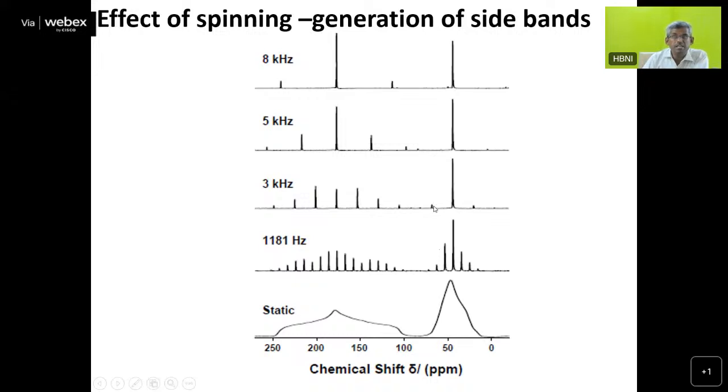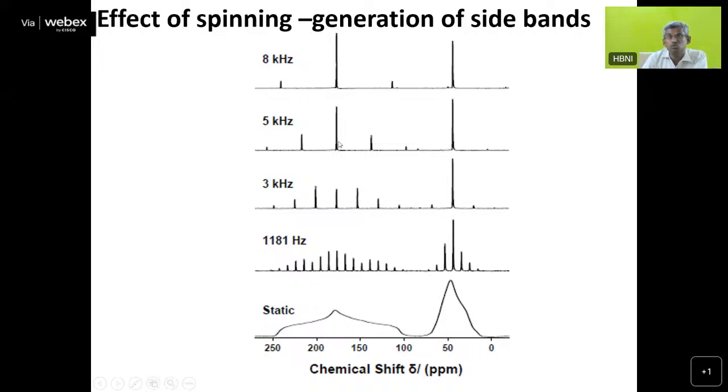Same thing is valid here. If you take the difference in the frequency, the difference of these two peak maxima, what you will get is 3 kilohertz. So the sidebands are separated from the isotropic peak by the spinning frequency. If you use 3 kilohertz, the sideband will be separated from the isotropic peak by 3 kilohertz. If you take 5, it will be separated by 5.